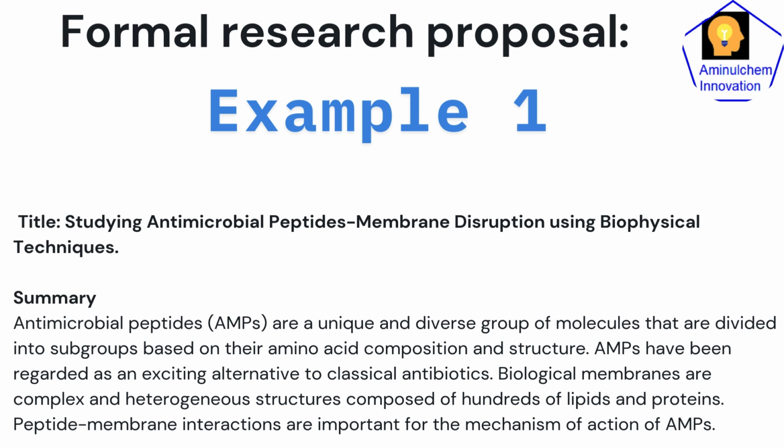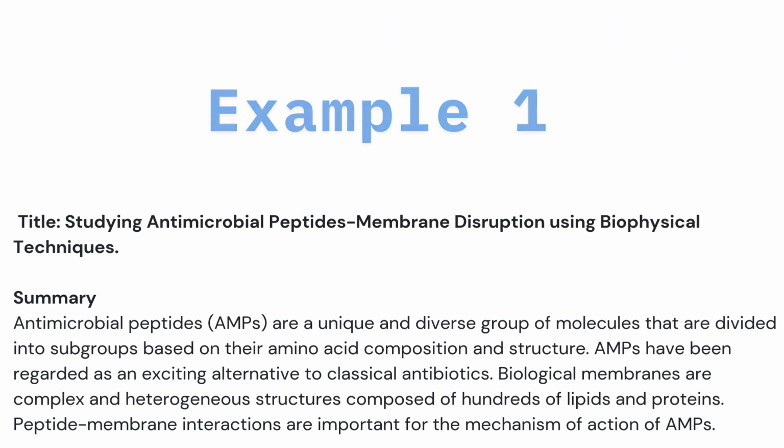And then you need to provide the summary of your research proposal. For example, antimicrobial peptides are a unique and diverse group of molecules that are divided into subgroups based on their amino acid composition and structure. That means in the first paragraph, you need to provide sufficient literature background on the key component of your research proposal. Here, the key component is antimicrobial peptides. So, in the first paragraph, key topics of antimicrobial peptides have been discussed.